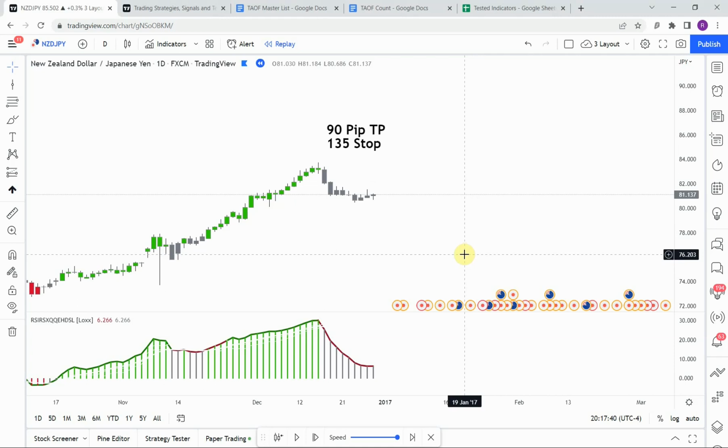Today, we will be testing the RSI RSX QQE indicator.